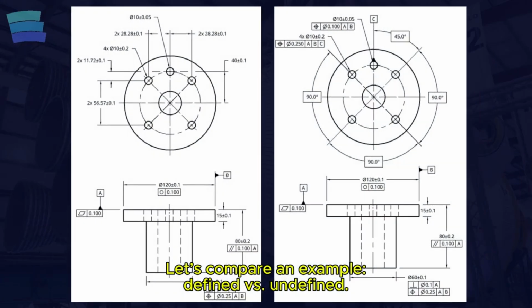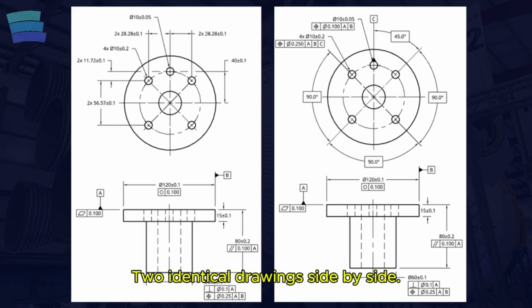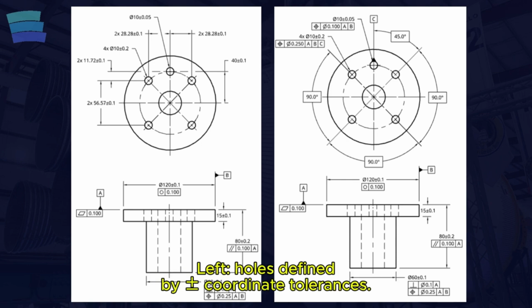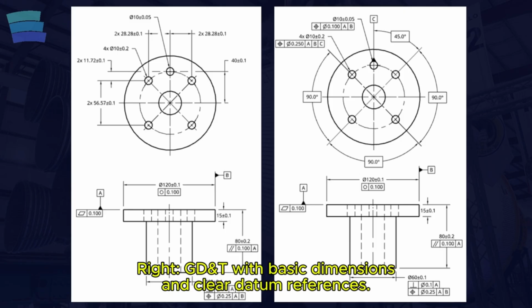Let's compare a mini example. A drawing defined with GD&T versus one without. Imagine two drawings side by side. On the left, the holes are defined using plus-minus coordinate tolerances. On the right, they are defined with GD&T symbols, basic dimensions, and explicit datum references.